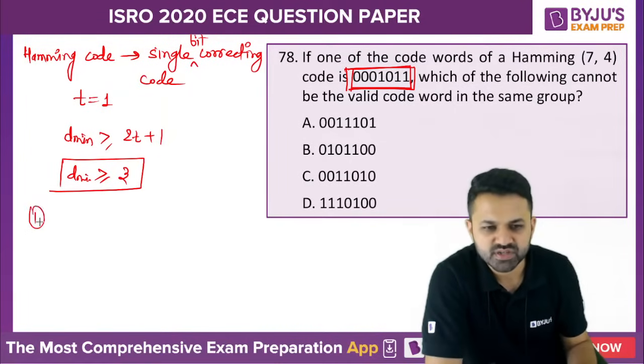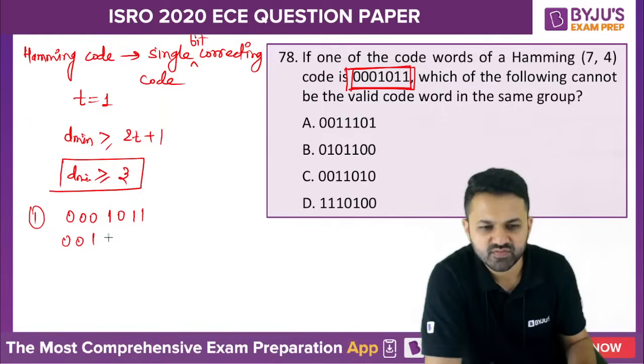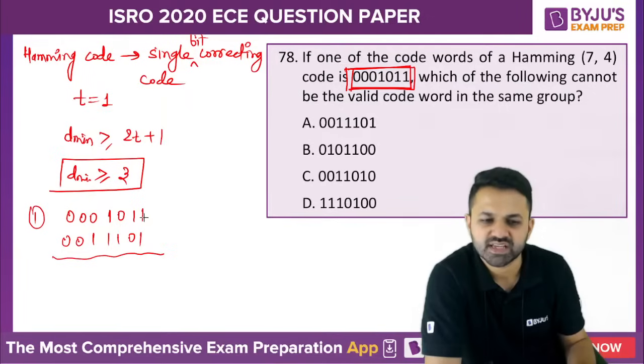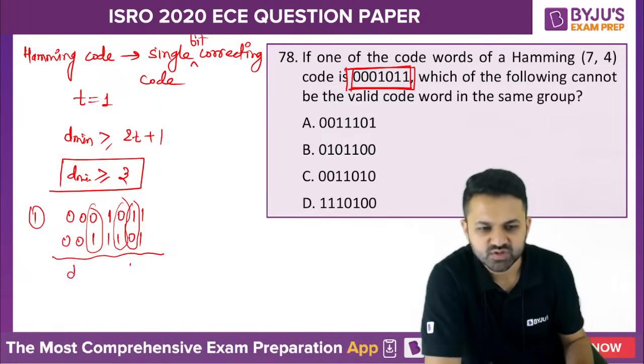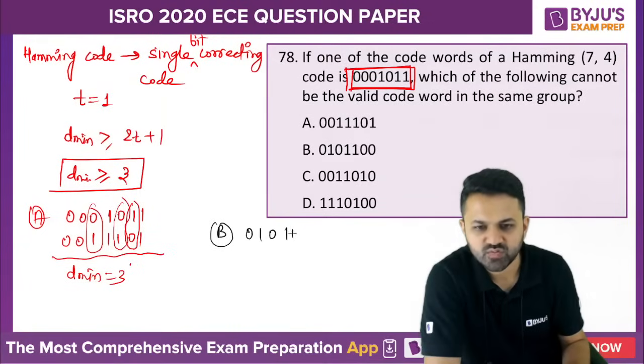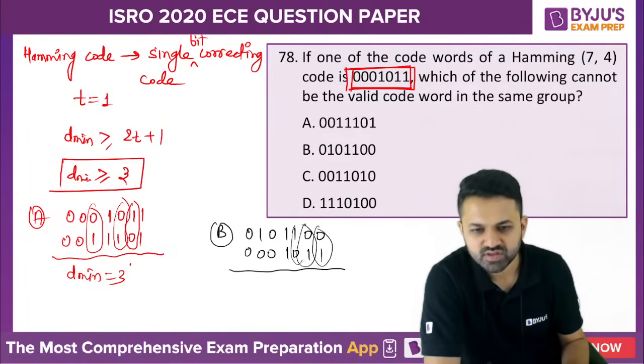For the first option, 0001011 and the second option 0011101, how many positions have changed in bits? This is the first position, the second position, the third position. So the minimum distance is 3 for option number A. Similarly, when you calculate for option number B, 0101100 and 0001011, the number of positions changed is 1, 2, 3 and 4. So here the distance is 4.